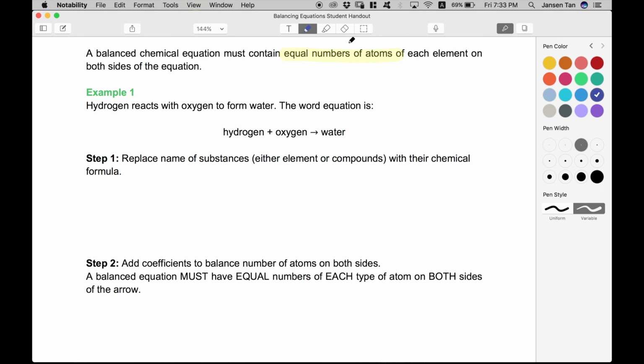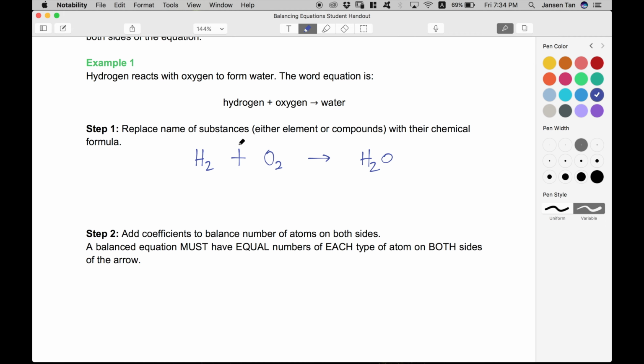So the first step of every chemical equation is to write the chemical formulas down. So hydrogen is H2, remember it's diatomic. Oxygen is O2. And water is H2O. This is a chemical equation, but it is not balanced because the number of oxygen atoms on the left and right side are not the same. On the left we have 2, on the right we have only 1.